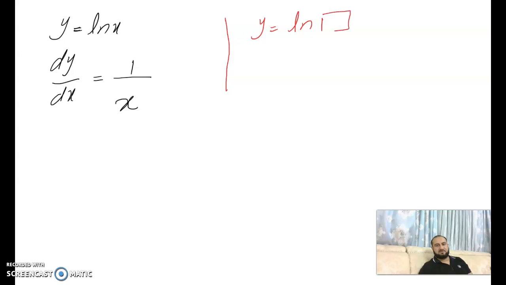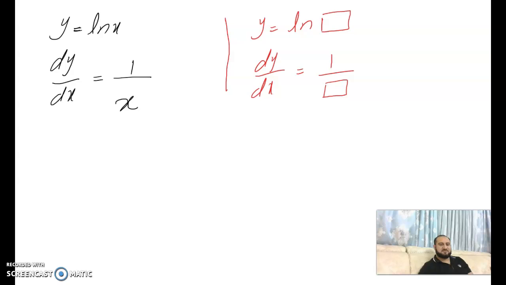So y is equal to ln of x. Let's say we have a natural logarithm. If we want to differentiate this, what will the differentiation be? 1 over x. So the differentiation of the logarithmic function is 1 over x. In general, if y is equal to ln of anything, then once we differentiate this, it will become 1 over whatever is here.